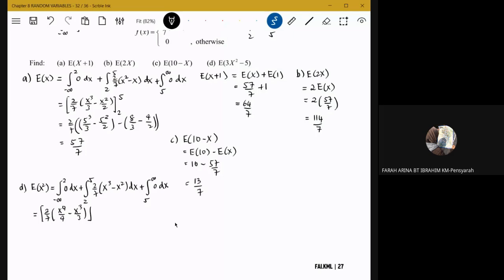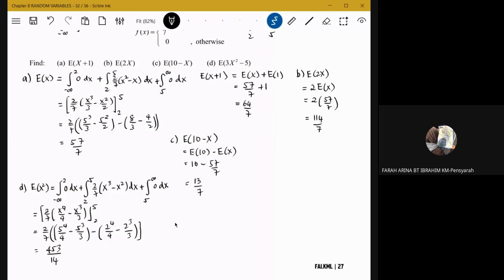So limit daripada 2 sampai 5. So 5 to the power 4 over 4 minus 5 cubed over 3, minus with the 2 power of 4 over 4 minus 2 power of 3 over 3. So we're going to have 453 over 14.